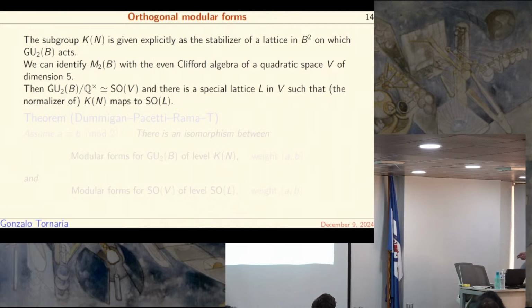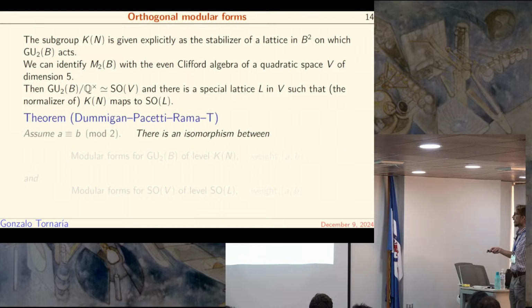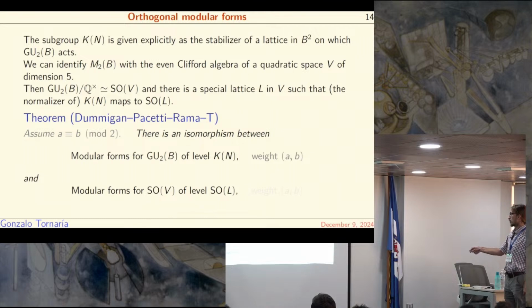So it's the normalizer. In principle, doing this, you only get modular forms for which all the Atkin-Lehner signs are +1, but as I said, there's a way to fix that, and we do it. So our theorem is that there's an isomorphism between modular forms for GU2B of level K of n and modular forms for SOV of level SOL. So that's the other part of the transfer, and this is an isomorphism.